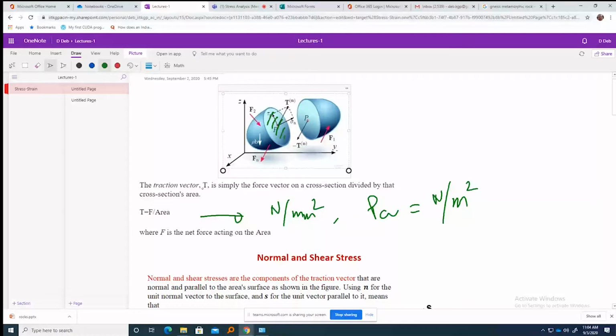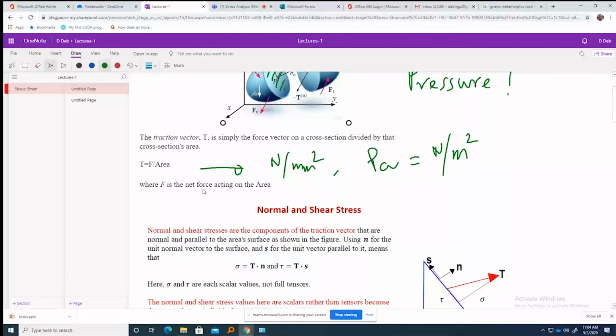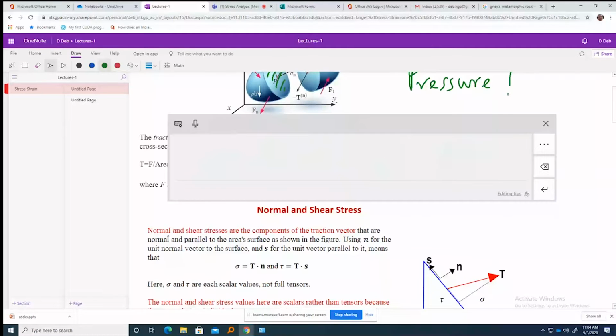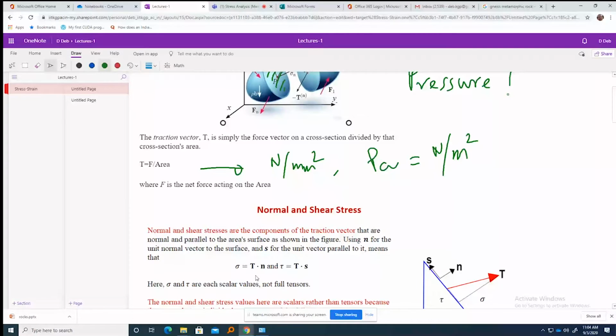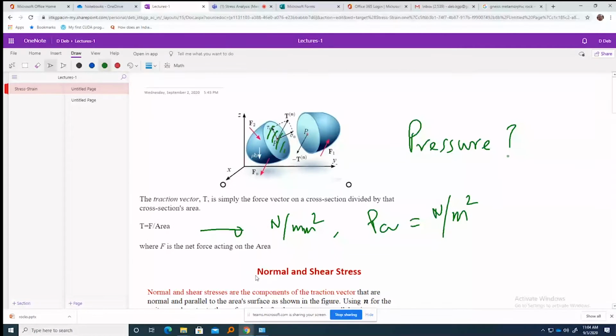Now, can anybody tell me what is pressure? How we define pressure? Force applied per unit area. This is same as traction then? Is it the same thing? So that is perpendicular force. So what is the difference between then pressure and traction? In the case of pressure, the force applied is perpendicular to the area.